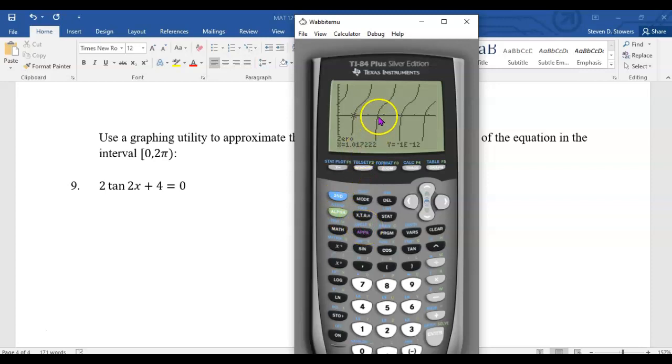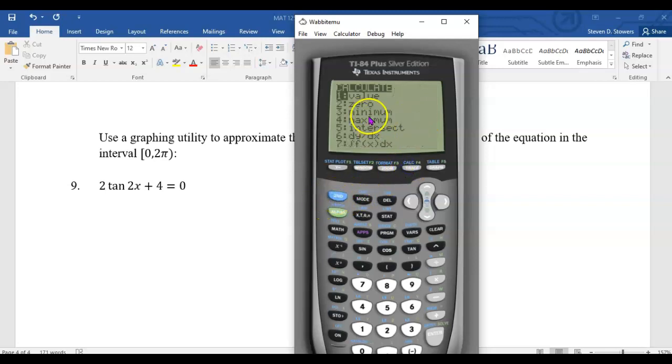Now let's find the others. This one is, well, let's go back to the calc menu. Tell it we want a 0, but this time for a left bound, we want a point that's a little bit to the left of this x-intercept. And for a right bound, we want to be a little to the right of that x-intercept. And when I ask it to guess, it comes up with 2.588.